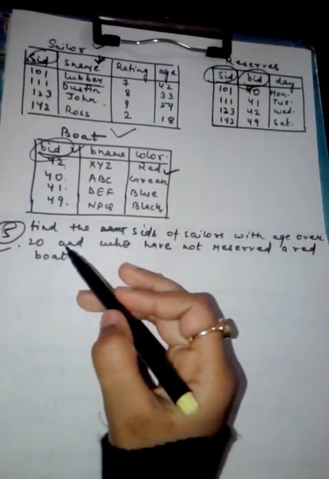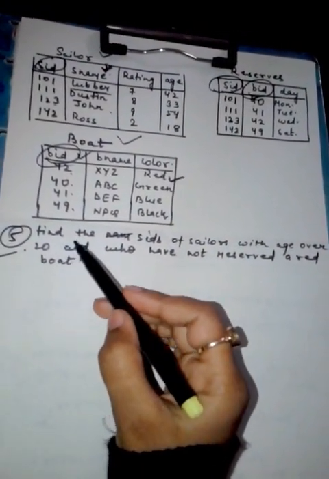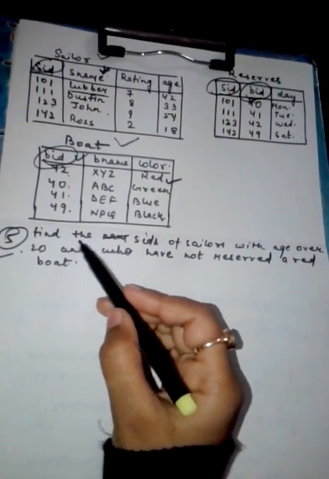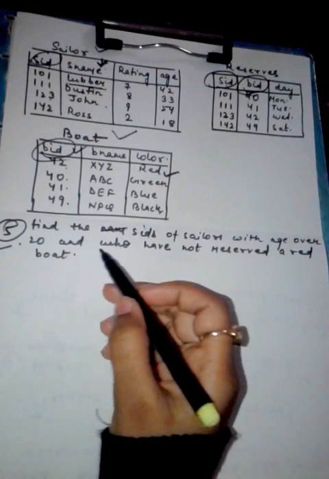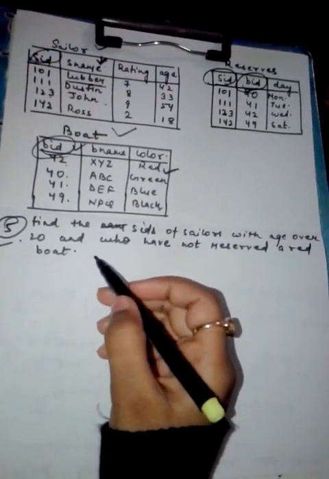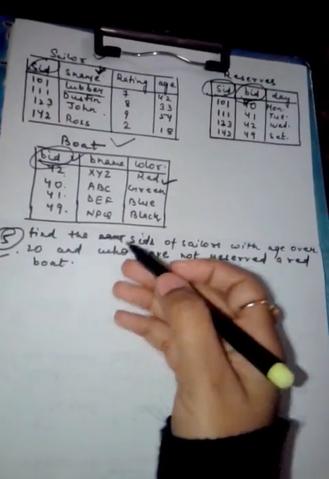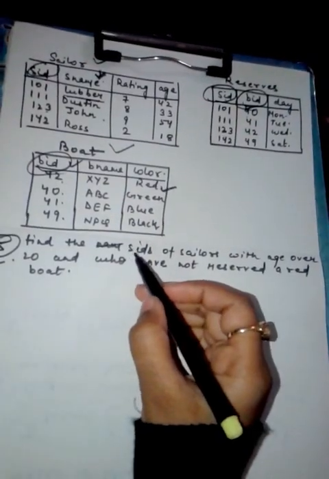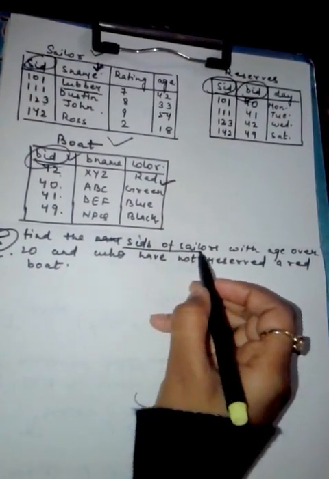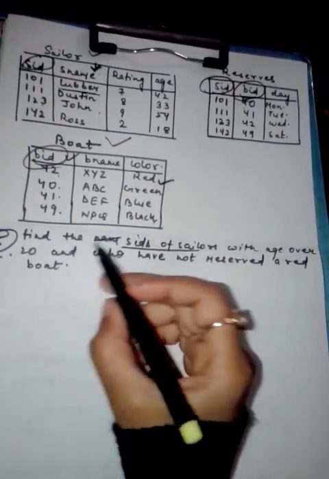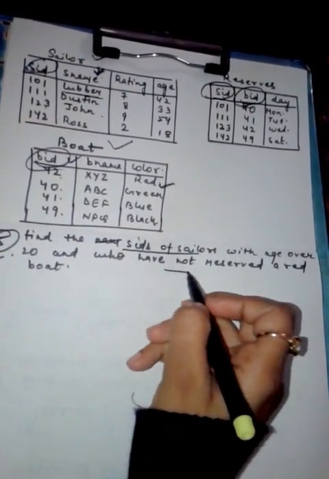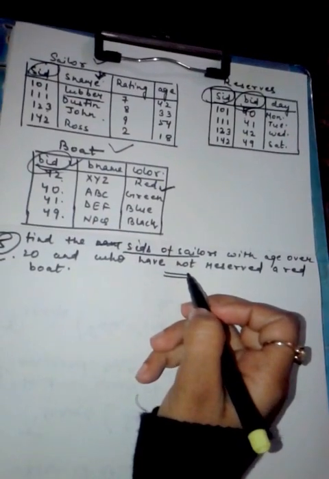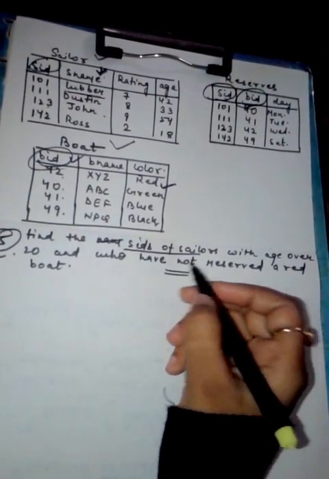So here we have the next example, the fifth query, which asks to find the seller IDs of sellers with age over 20 and who have not reserved a red boat. Here it is asking to find the seller IDs of sellers whose age is more than 20 and who have not reserved a red boat.